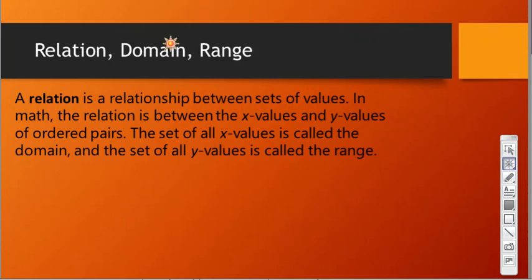The next 3 words that we're going to talk about are relation, domain, and range. A relation is a relationship between sets of values. In math, the relation is between the x values and the y values of ordered pairs. The set of all x values is called the domain, and the set of all y values is called the range. So go ahead and pause the video as you copy down this definition for relation, and then push play when you're ready to move forward.